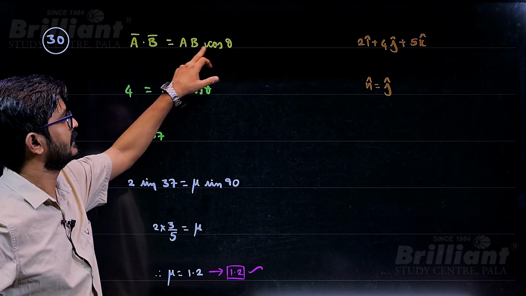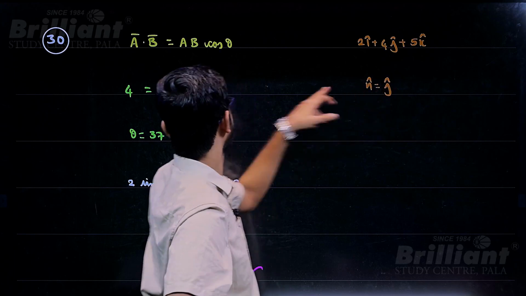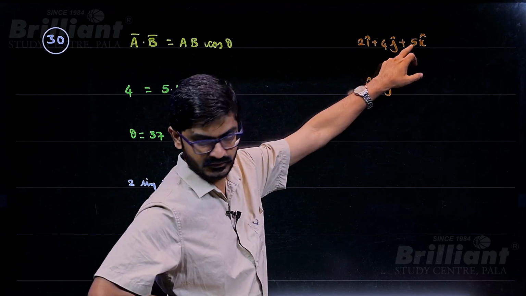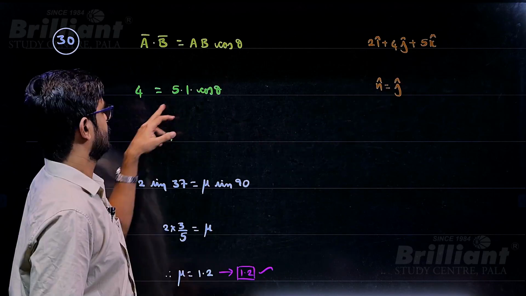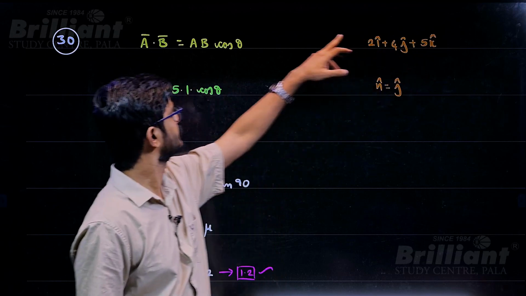A bar dot b bar is AB cos theta. Now the dot product of these two is 4 into 1, which is 4. The magnitude of A is the root of this. Oh sorry, this has to be root 5. So that has to be root 5. Then you will get this magnitude as root of 2 square plus 4 square plus root 5 square.